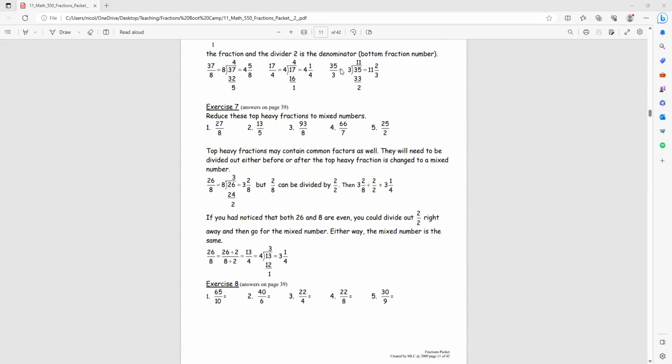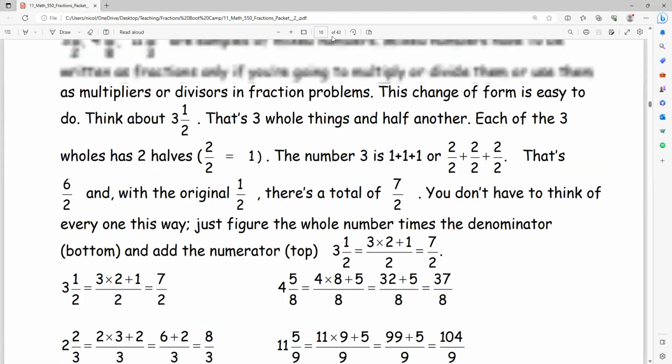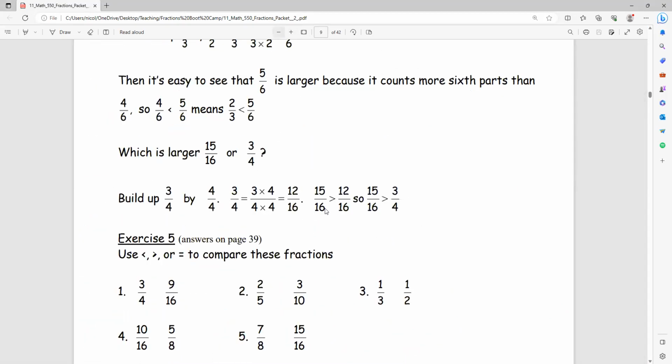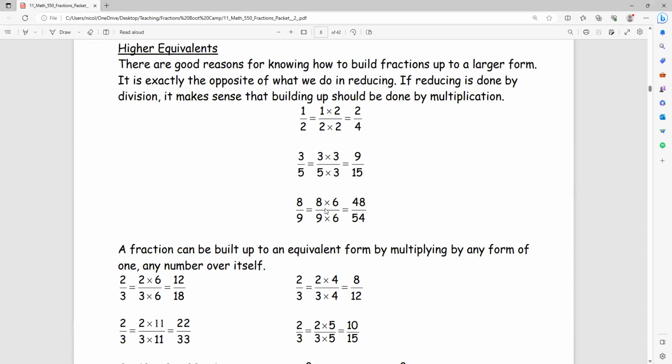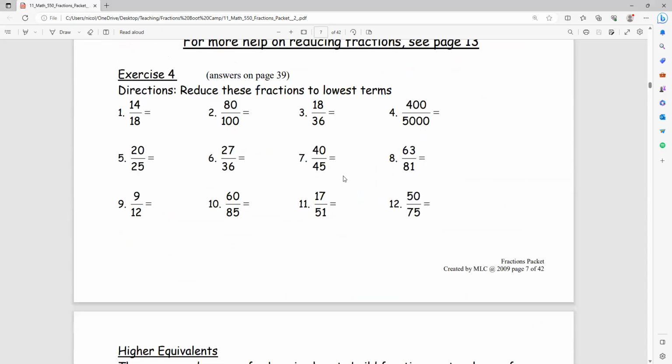and go more so into this other stuff. I think I went a little too far. Hold on. Skipping. Reducing fractions. Okay, we know how to do that.